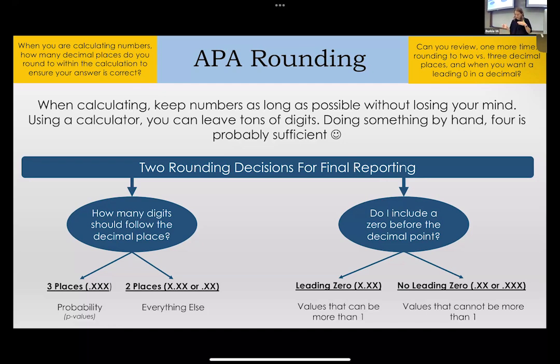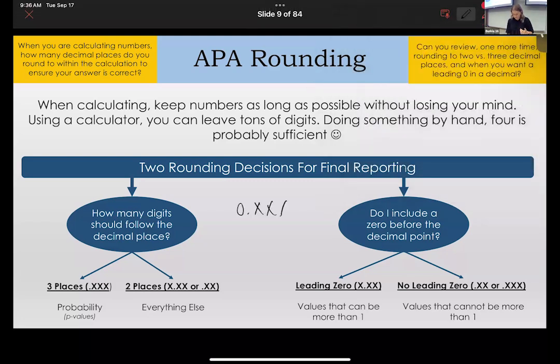The second decision is, do I include a leading 0 before the decimal point, regardless of whether I'm rounding to 3 or 2? The answer is, if the value can be more than 1, then you put a 0 in front. If the value can't be more than 1, you don't put a 0. So are you ever going to have that here? No, because probability can never be more than 1. So whenever we have a 3-digit p-value, it's never going to have a leading 0.